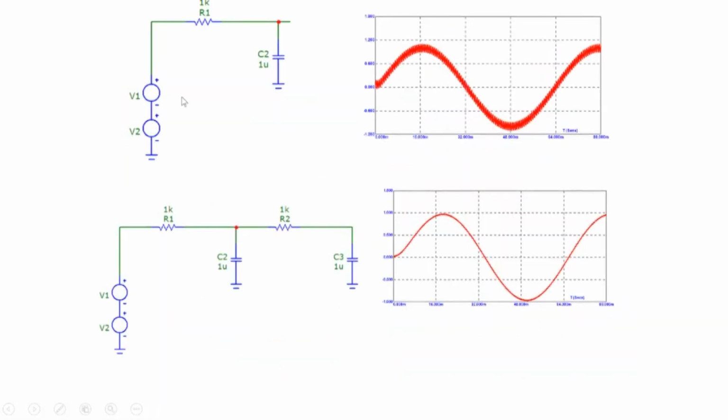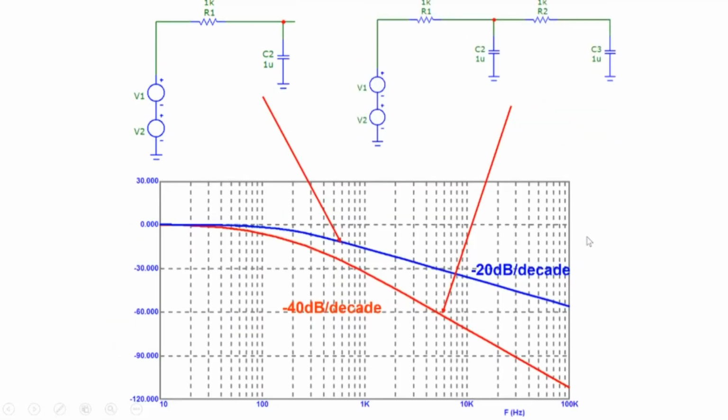So this is what we did here. We took the RC circuit and we added another RC block here. So one RC acts as a filter, then we filter it again. And when we do that, note that this is with one RC circuit here, and these are with two RC circuits. Note that the signal becomes much cleaner here. Okay, and this is the difference between the two circuits. In one case, the transfer function is falling at 40 dB per decade, and in the other one, the transfer function is falling at 20 dB per decade here.